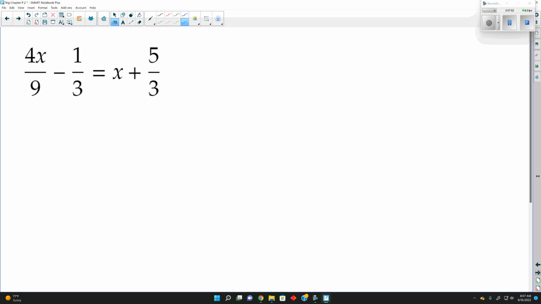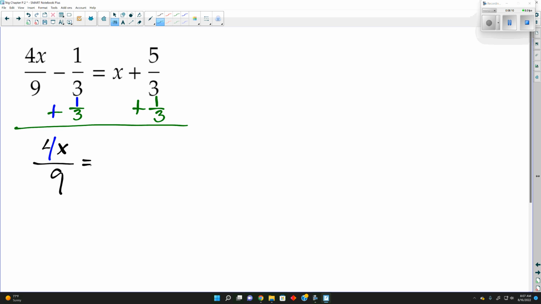Add 1/3? Yeah, we could add 1/3 to both sides. That would work just fine. And it does work out nicely, because on the left-hand side, we would have 4x over 9 is equal to, because negative 1/3 plus 1/3 is 0, is equal to x plus 1/3 plus 5/3 is 6/3, which would reduce to 2.